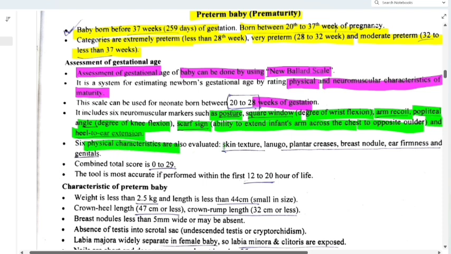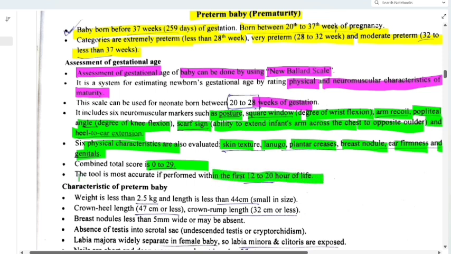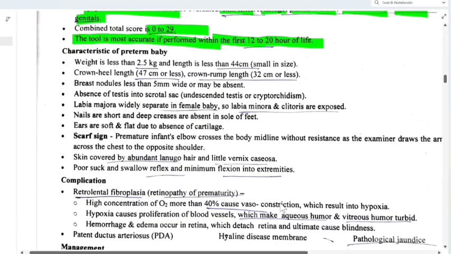Then 6 physical characteristics. What are they? See, skin texture, lanugo, plantar creases, breast nodule, ear firmness and genitals. Okay? Then the combined total score will be 0 to 29. Hope it is clear. Then the tool is most accurate if performed within the first 12 to 20 hours of life. So we have to measure it within 12 to 20 hours of life if we want to get an accurate result. Now characteristics of a preterm baby. See, weight is less than 2.5 kg and length is less than 44 centimeters. That is small in size.